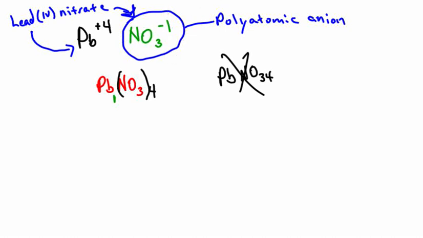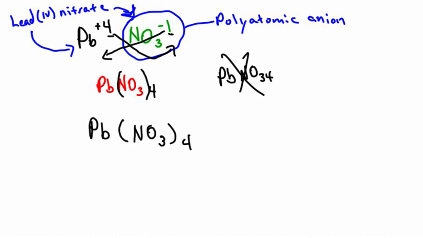Whenever these two come together, the charges will crisscross, meaning the -1 will come down on the lead, just the 1 part, and the 4 will come down and be a subscript for the nitrate. In our final result we have Pb1 NO3 in parentheses 4. Remember, you have to use parentheses because you have 4 nitrates. And in chemistry we usually don't write 1, so you don't have to include the 1 after the lead. So your final answer is Pb(NO3)4.